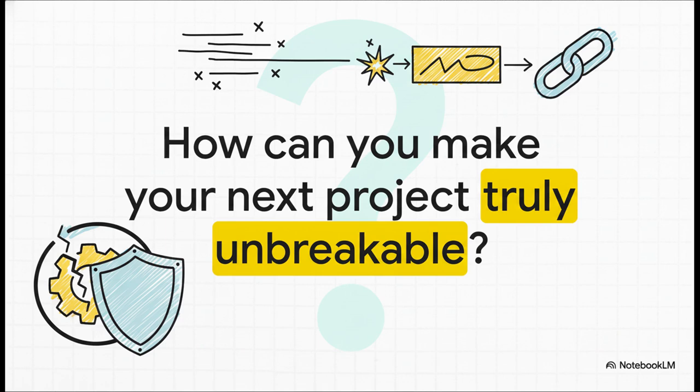So I'll leave you with this question. Think about your own code, maybe the project you're working on right now. Where are the weak spots? Where could a user type in something weird and break the whole thing? How can you use what we just talked about? How can you use exception handling to make your next project, well, truly unbreakable?